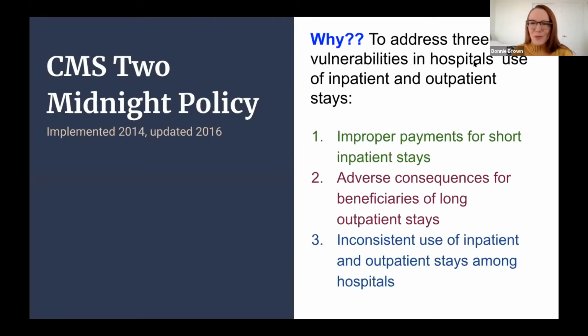But why did they come up with it in the first place? The main reason is they came back and said, we're paying the same amount for these short stay patients, short admissions, as we are for the patients staying there longer. And these are improper payments. These patients should have been observation. And the second reason is these patients that are outpatient or in observation for long periods of time can have adverse financial consequences mainly, which I'll talk to more in a couple of slides. And then the third reason is they just really wanted to get rid of these inconsistencies across the board and streamline what's happening at all the hospitals across the nation.